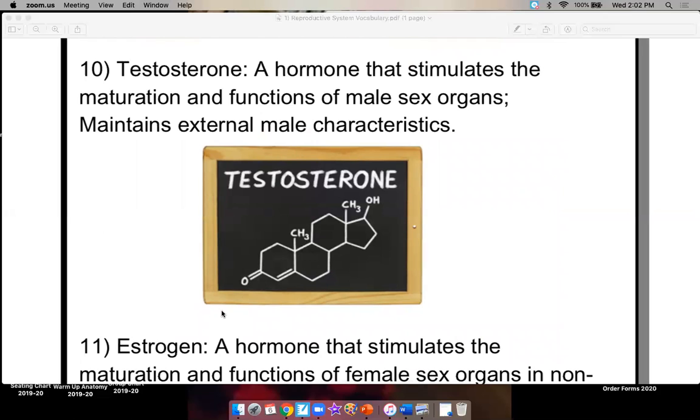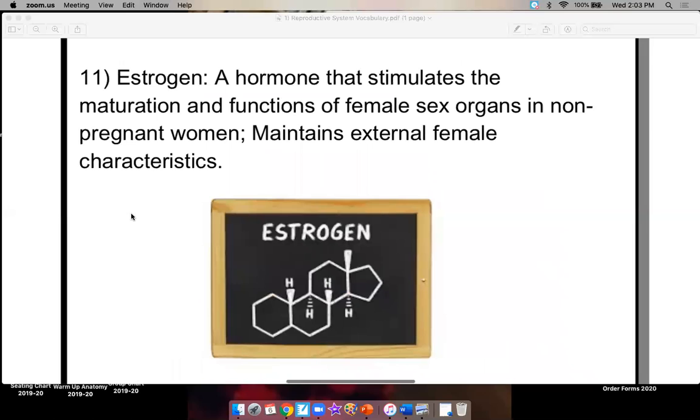All right, now let's talk about the hormones involved in making all of this happen. Gentlemen, you are producing a tremendous amount of something called testosterone. Ladies, you are producing it as well. It is a growth hormone and we all need to grow, but men are producing a lot more of it. This is a hormone that stimulates the maturation and functions of the male sex organs, maintains external male characteristics. Basically, it makes you look like a guy and it makes you produce sperm. Ladies, like I said, you have it too because it is a growth hormone. You do need to grow, but a lot of it in men.